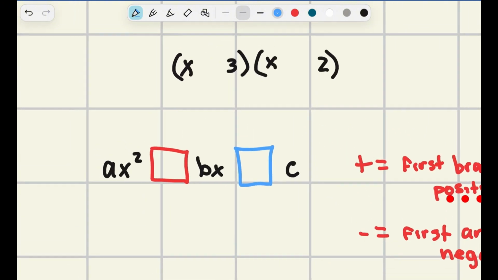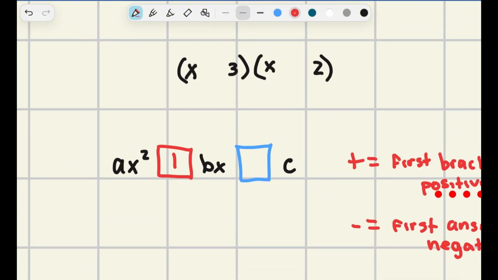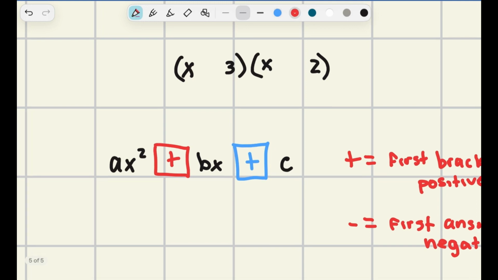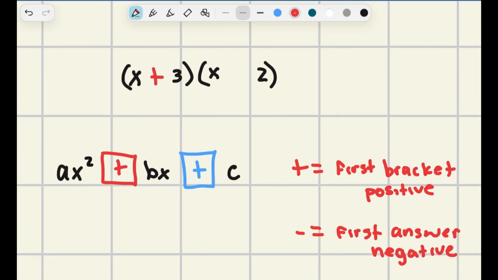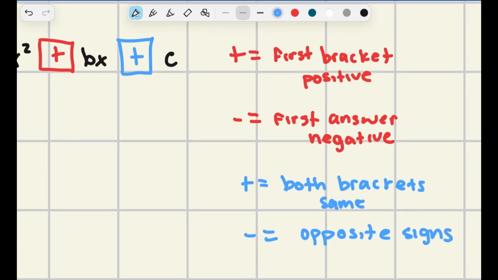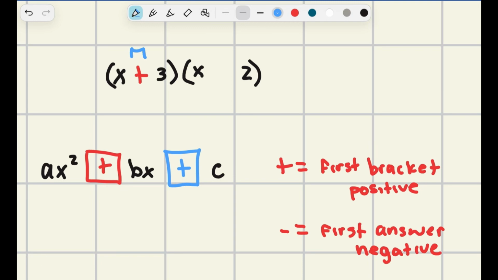So let's go ahead and do an example. Let's say that this was positive and this was positive. Let's look at our rules. If our first sign is positive, it means that the first bracket is positive. If our second sign is positive, it means both of the brackets are the same. So since this one was positive, it means this one also will be positive.